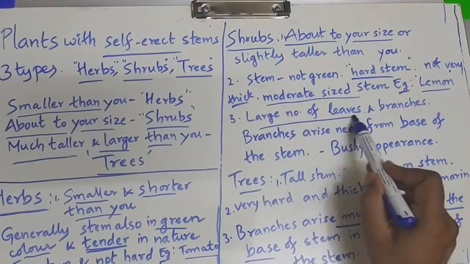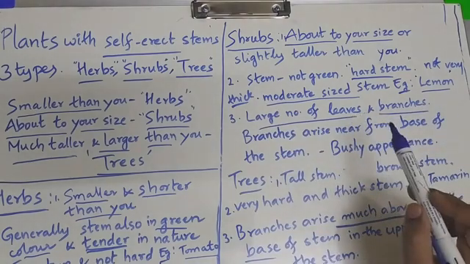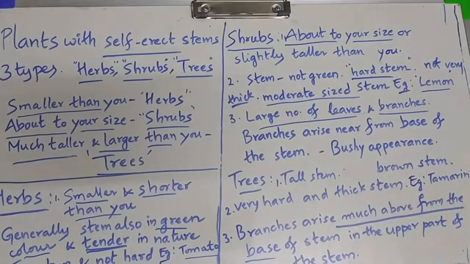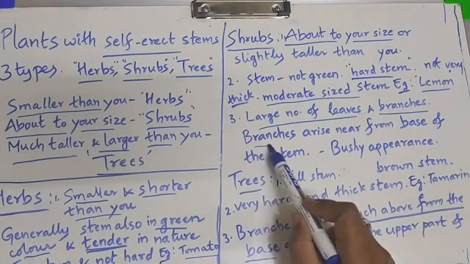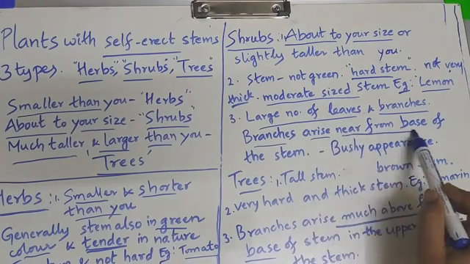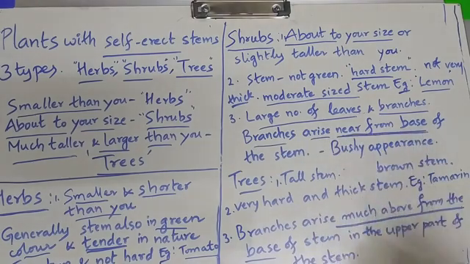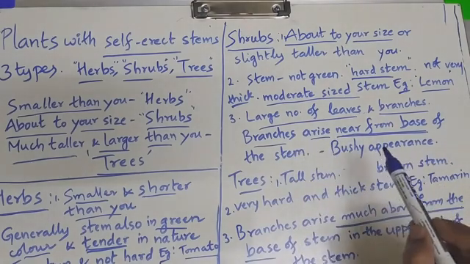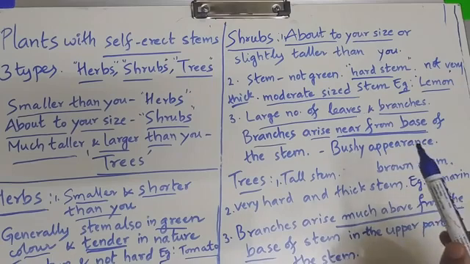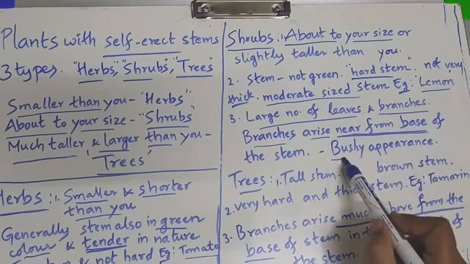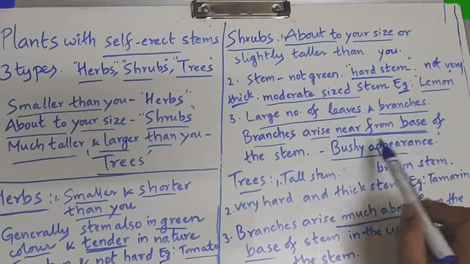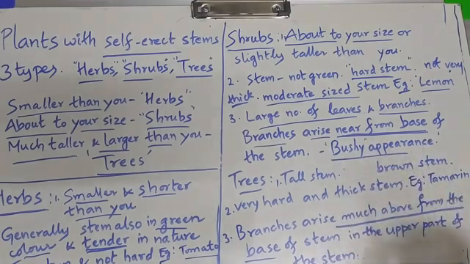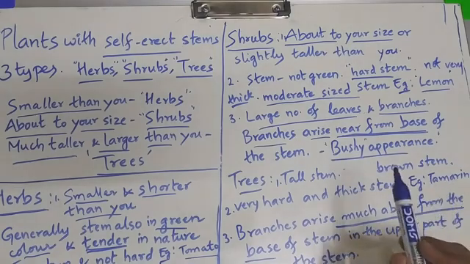A large number of leaves and branches are present. From where do these large numbers of leaves and branches arise on the stem? Branches arise near the base of the stem. A large number of branches with a large number of leaves arise near the base. If these plants are closely present, they give a bushy appearance. Like a bush, they appear.